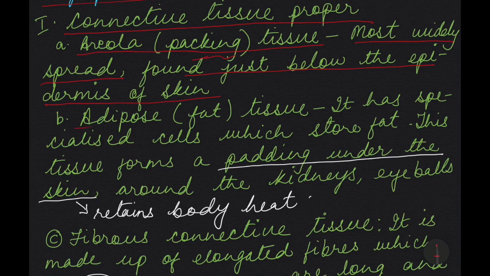Next we come to adipose or fat tissue. It has specialized cells which store fat. So if you are fat, that means you have a lot of adipose tissue. This tissue forms a padding under the skin, which helps to retain the body heat. That is, heat is not easily lost from the body. That is why fat people do not feel cold. It is also found around the kidneys, in the eyeballs, around the liver, and around the heart.